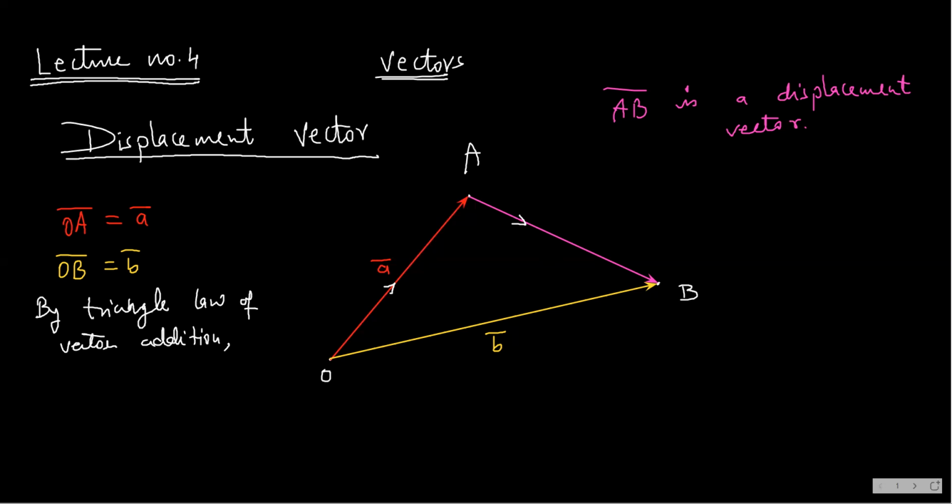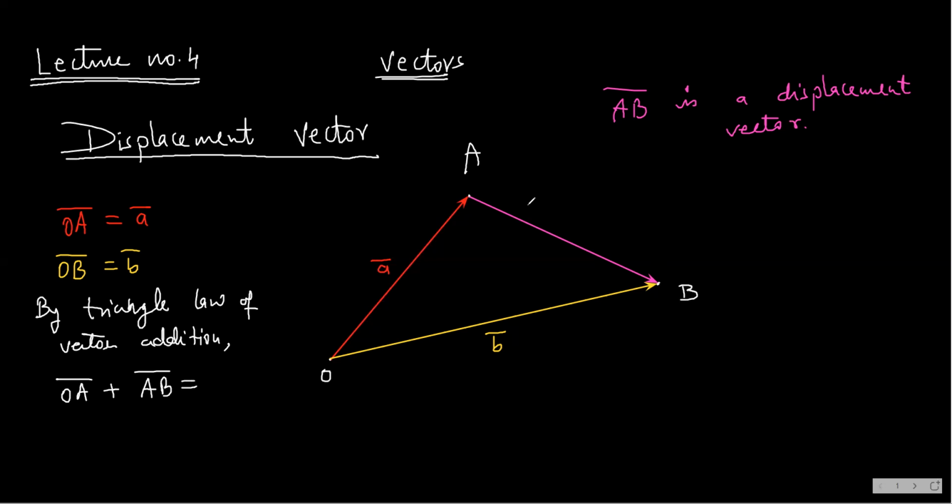Some students don't understand anything and blindly write AB bar is equal to A bar plus B bar. How come that? How is AB bar equal to A bar plus B bar? They write anything. You have to follow here. You move from O to A, and then A to B. Look at the arrows. So you have OA bar plus AB bar.